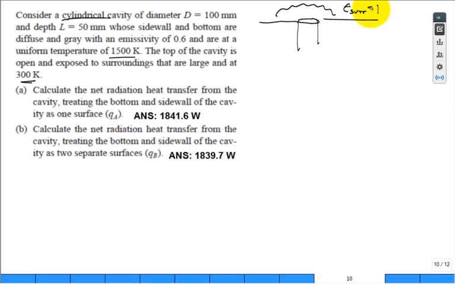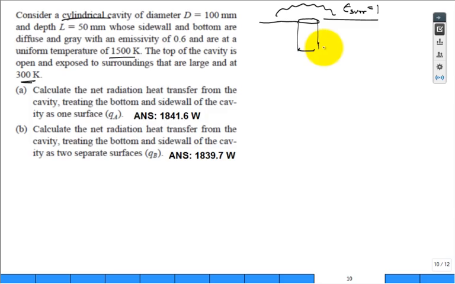All right. Calculate the net radiation heat transfer from the cavity, treating the bottom and side wall of the cavity as one surface. And then call that Q sub A, and here's the answer, 1841.6 watts.